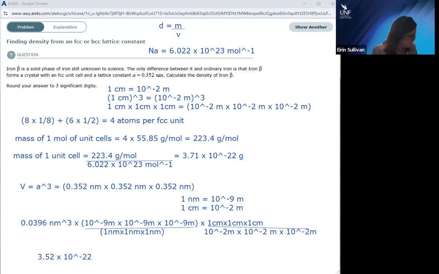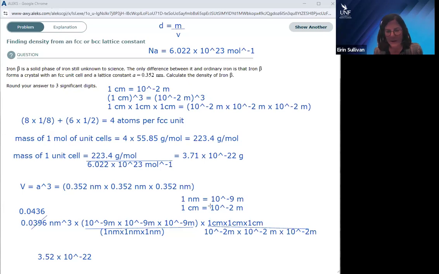Okay, so getting on my calculator, I realized I must have made a bit of a finger fudge error there. Actually, not on the bit you'd think, but on the 0.352 times 0.352 times 0.352. Somehow I must have typed one of those in wrong instead of writing 0.352 cubed like a normal person would, and that should be 0.0436 nanometers cubed. So let's fix that and then multiply by 10 to the power of minus 9 times 10 to the power of minus 9 times 10 to the power of minus 9, then divide by 10 to the power of minus 2, and so on.